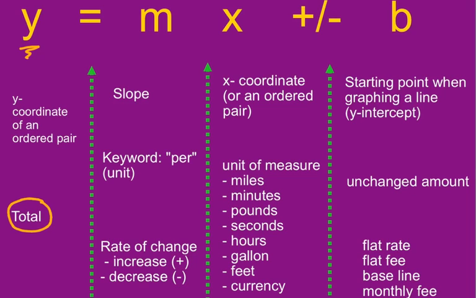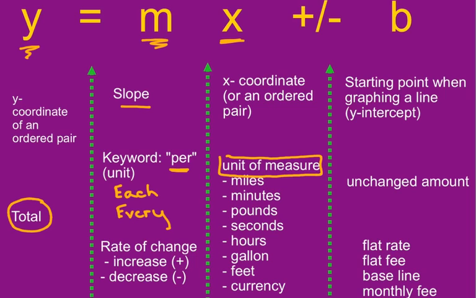Okay, we know that m represents the slope. An important keyword that we're going to look for is per. We could add each to this, or every. The other thing we need to look for is rate of change, whether it's increasing or decreasing. Okay, x represents the x-coordinate in the ordered pair, usually a unit of measure, like miles, minutes, pounds, seconds, hours, gallons, feet, currency, which is money.